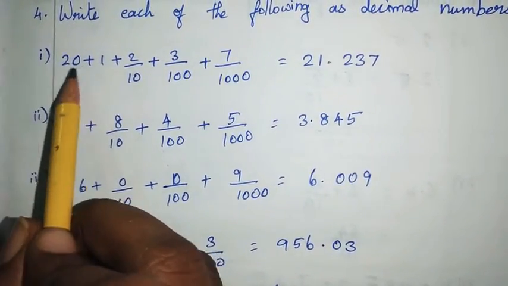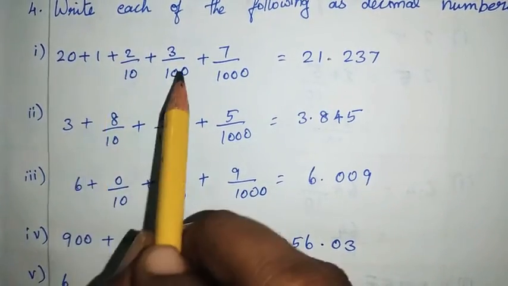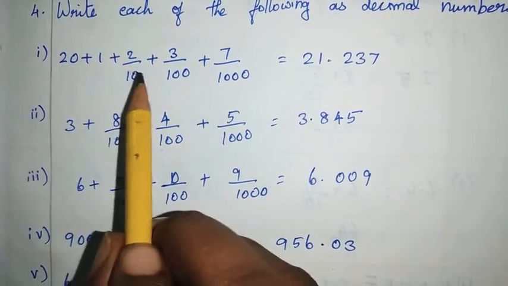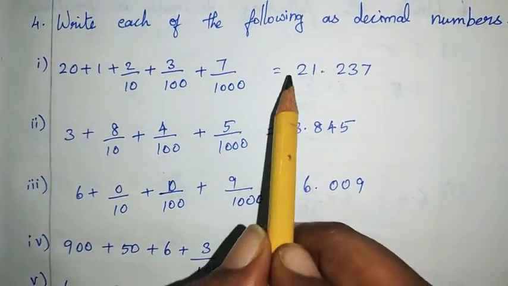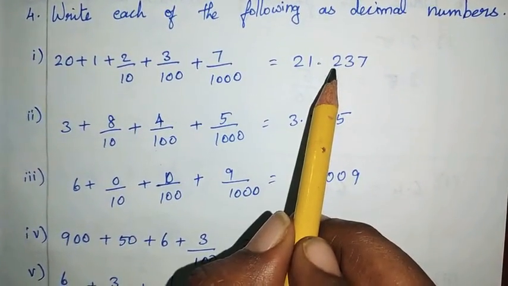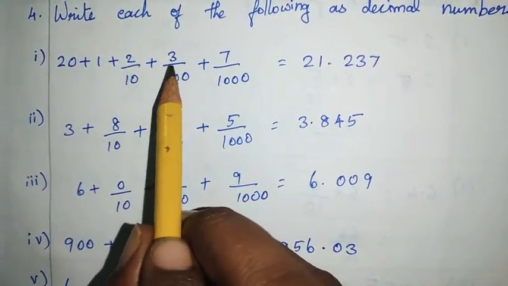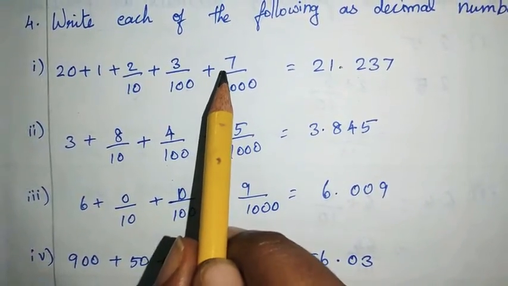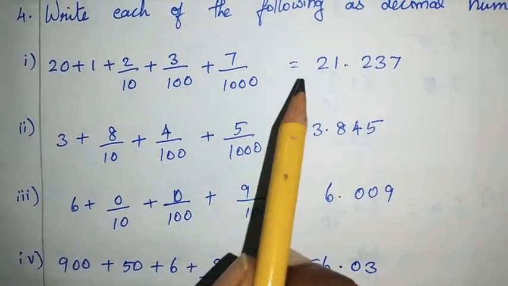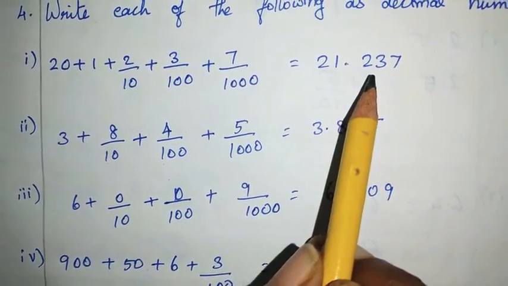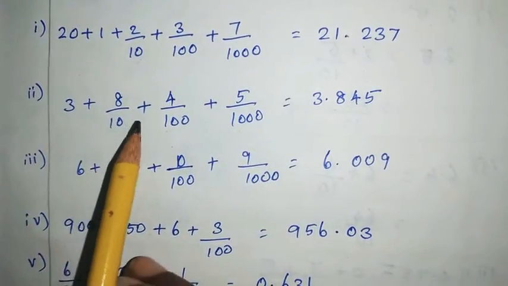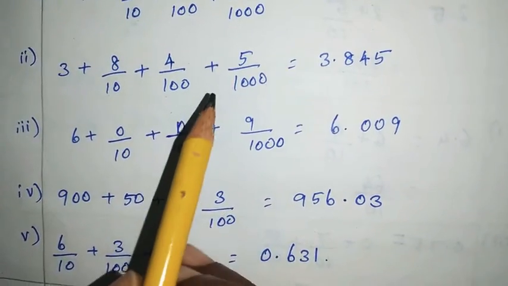If we add these two, we get 21. After that, we have only the 10th, 100th and 1000th places, so these three numbers will come in the decimal part. That is 21 point, the 10th value is 2, for the 100th the value is 3, and for the 1000th the value is 7. Therefore, the decimal number for the given expanded form is 21.237. Second sum: 3 plus 8 by 10 plus 4 by 100 plus 5 by 1000.